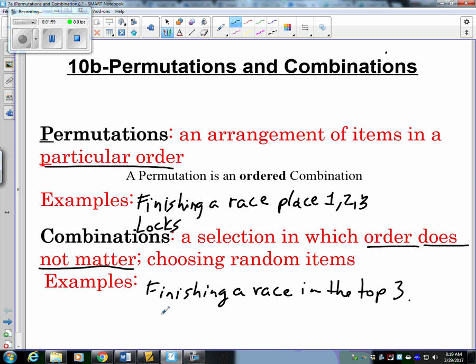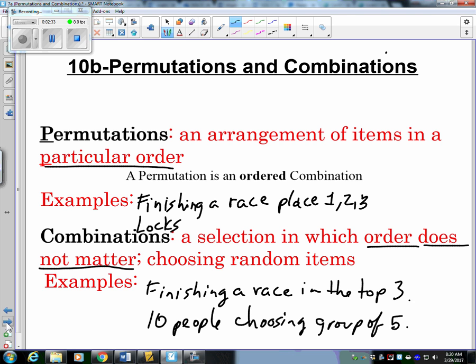Another one would be if you had 10 people and you're choosing a group of 5 people. So choosing a group of 5 out of 10, with no particular order to those groups, is a combination. If there was a particular order in how you choose those groups, it's a permutation.